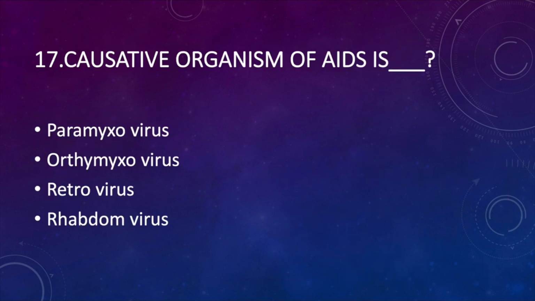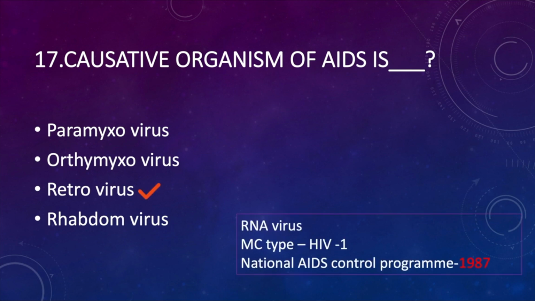Causative organism of AIDS is: option A, paramyxovirus; option B, orthomyxovirus; option C, retrovirus; option D, rhabdovirus. Answer: option C, retrovirus. It's an RNA virus. Most common type is HIV-1. National AIDS Control Program in 1987.